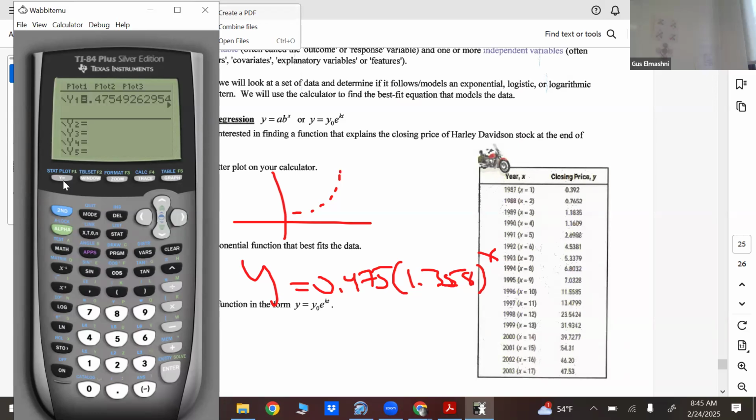Okay. Now, when we plot this, we also need to plot the data points. So to plot the data points, go to plot 1. You see where it says plot 1? And let's turn it on. Hit enter, turn it on. But the problem is that I also need to tell plot 1 what to do, right? So plot 1's turned on.